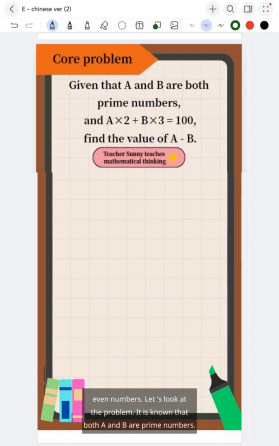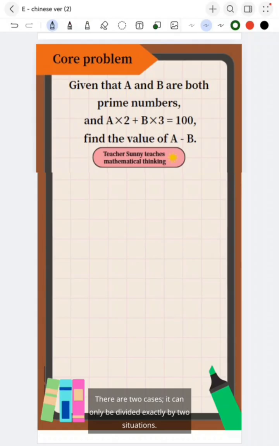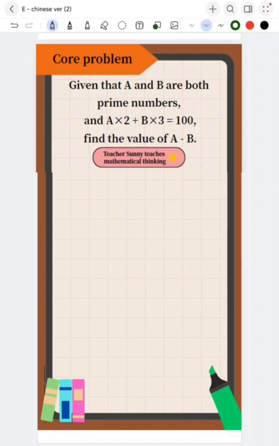It is known that both a and b are prime numbers. So, what is a prime number? A prime number can only be divided exactly in two cases. What are these two cases? The first is dividing by 1. It can only be exactly divided by 1. And the second case is that it can only be exactly divided by itself.